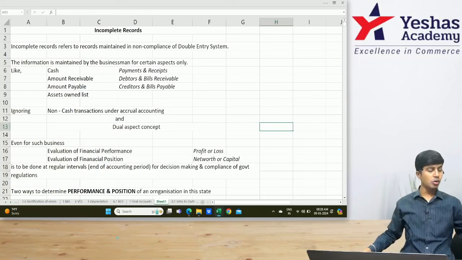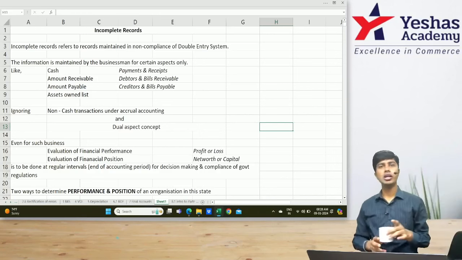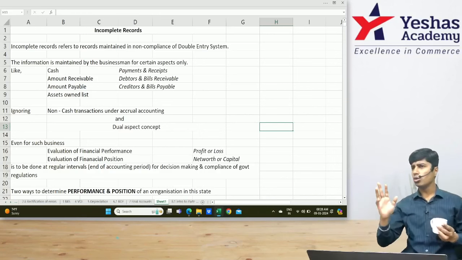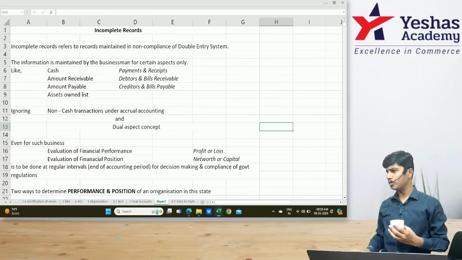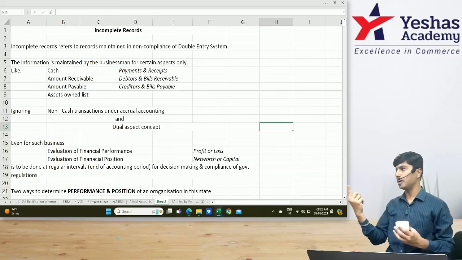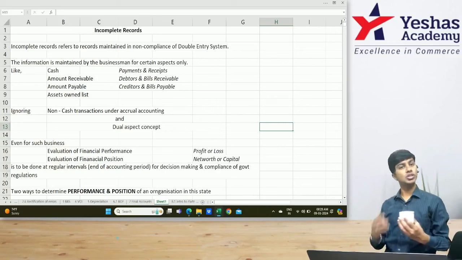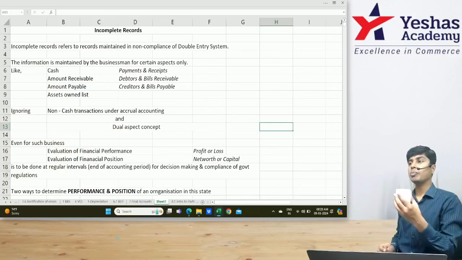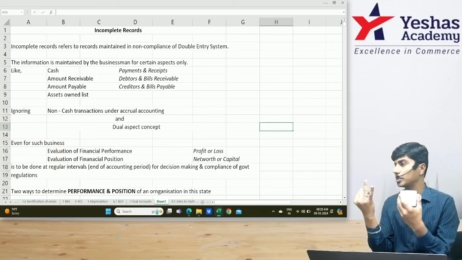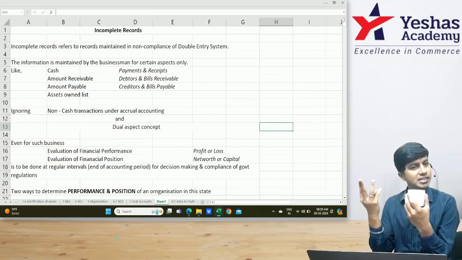Very good. Now let me give you the backdrop of single entry or incomplete records. We all know accounts have two aspects. We need to always write two aspects. One is the debit aspect, the other is the credit aspect. Pick any transaction. If you purchase goods, there are two aspects. What is the journal entry for purchase of goods? Purchase account debit to cash. Purchase is the debit aspect, cash is the credit aspect.